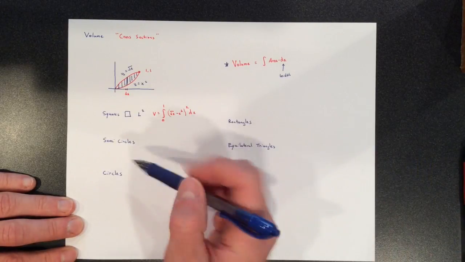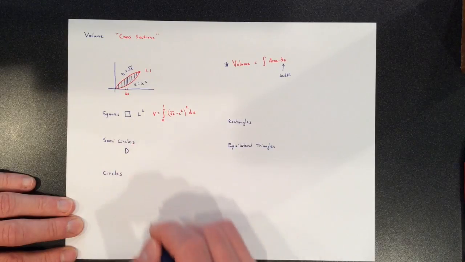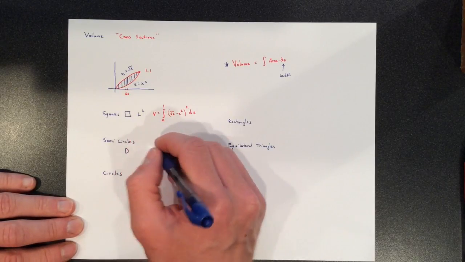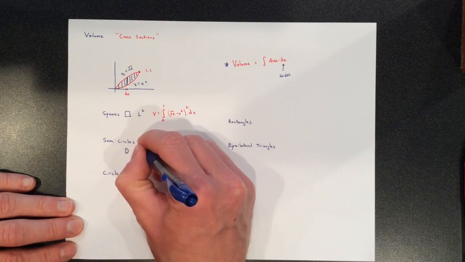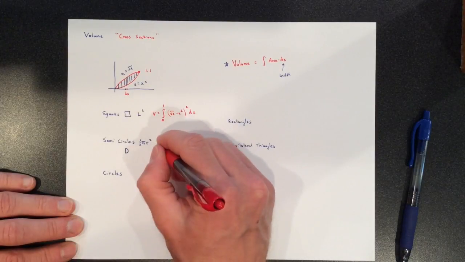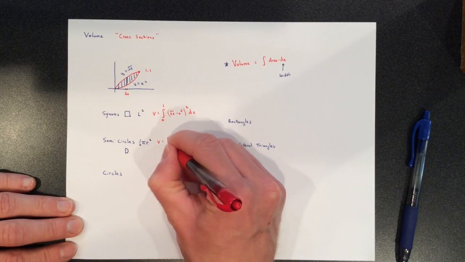Okay, well, what about semicircles? Well, a semicircle is kind of going to look like this, right? And how do you find the volume? Excuse me, the area of a semicircle? Well, it's 1/2 pi r squared. So then, how do we find the volume? Well, we always do the same thing. We're just adding up all these things from 0 to 1.